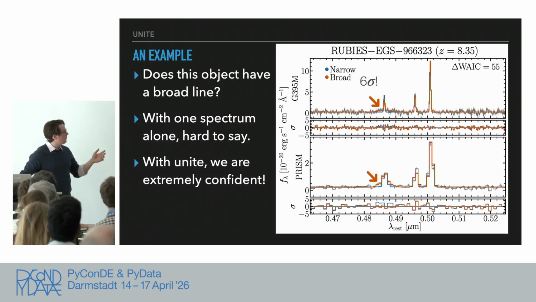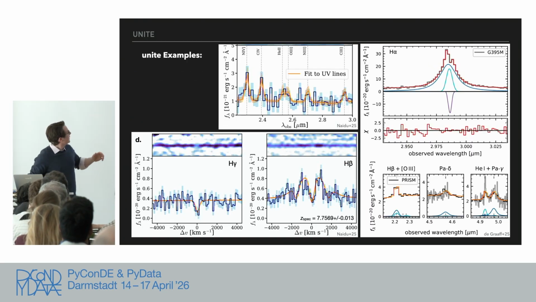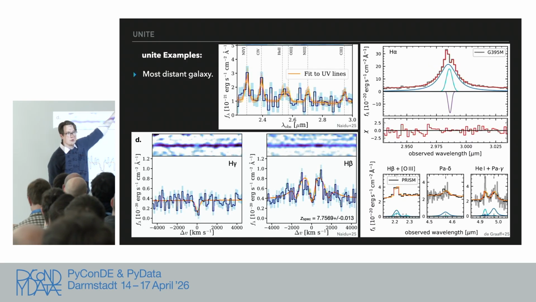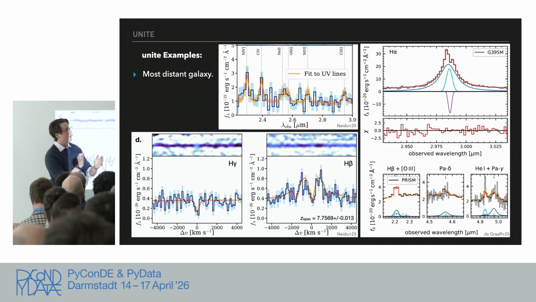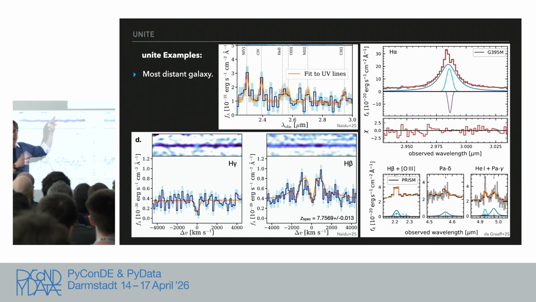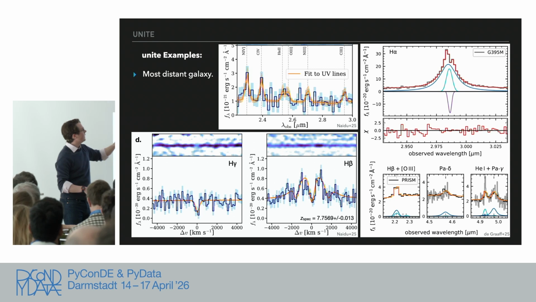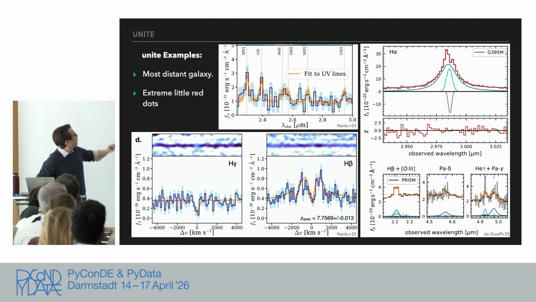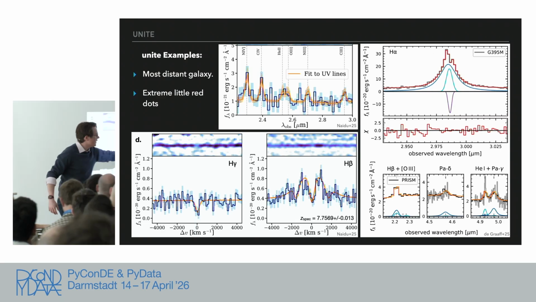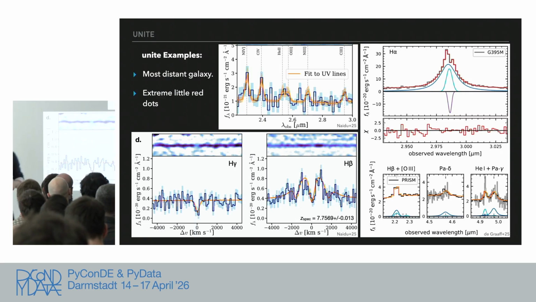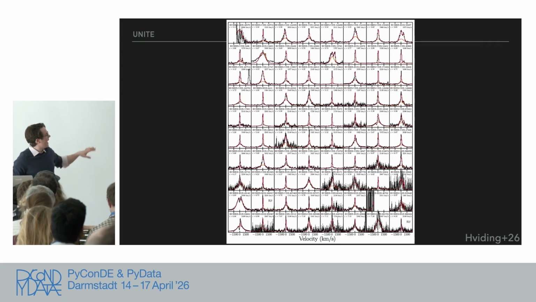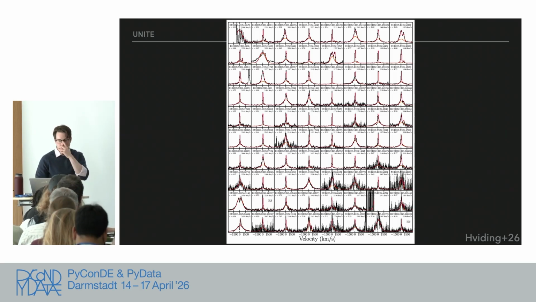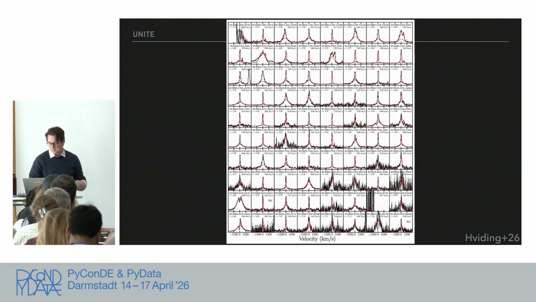Unite has also been used a couple of times to do some other cool things. It's fitting more little red dots here. Actually, this is the most distant galaxy ever known, and the way that we know precisely what its distance is is because we were able to fit its lines with code like this. Currently, the most distant galaxy we know of was fit with this code as well. We managed to fit some cool extreme little red dots here. You can kind of see them. It's kind of fun stuff. And then here's a big library of where it was used to look for those broad lines across a wide variety of different instruments, or different spectra.